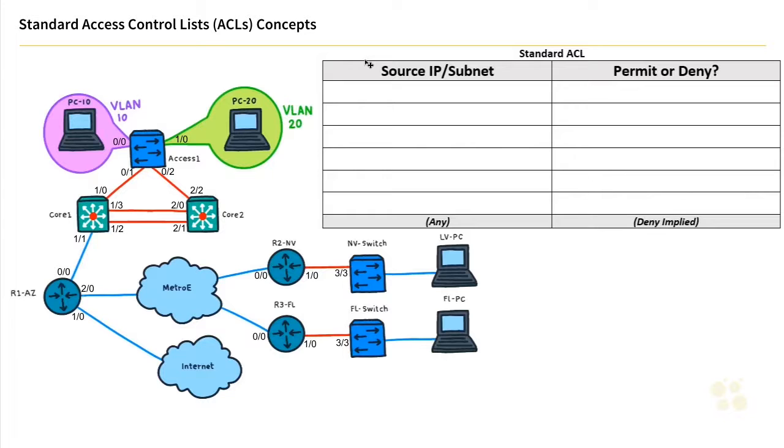So let's put together a plan. Here in our Arizona topology, we have VLAN 10, and that IP address space is 10.16.0.0 with a 24-bit mask. And this PC is at .10.